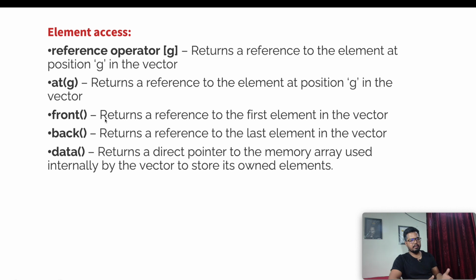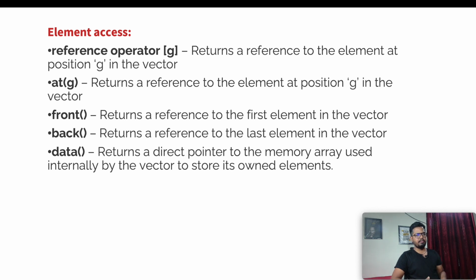The next functions I put in element access. In this element access, one function is the reference operator. The reference operator is used to get the reference at position g in the vector. The next function is at. At is used to get the element at a particular position.